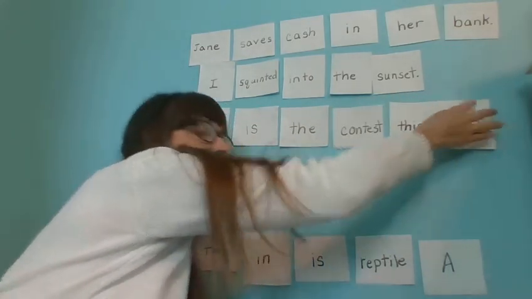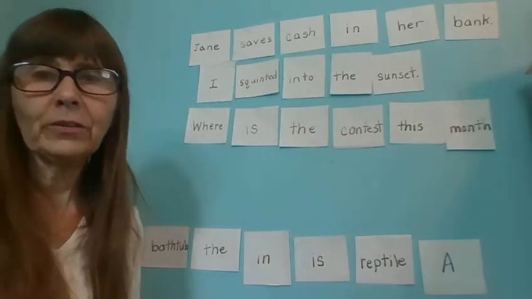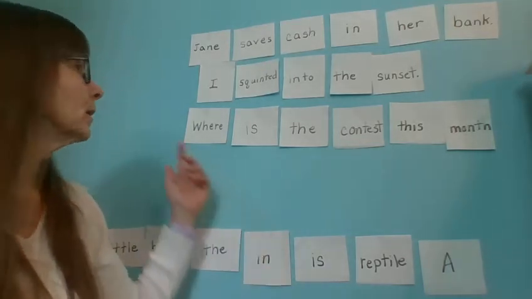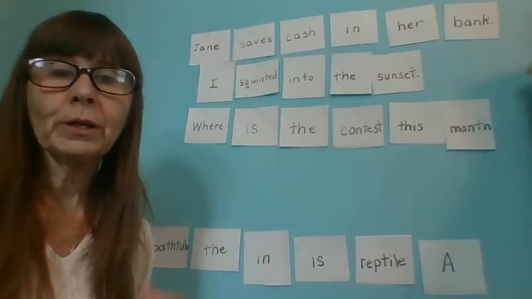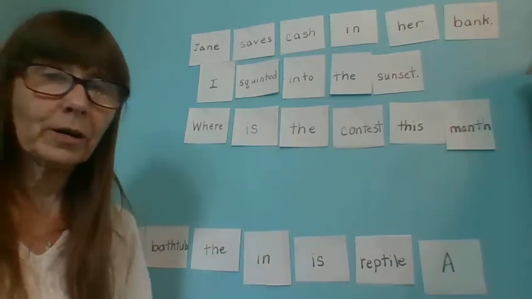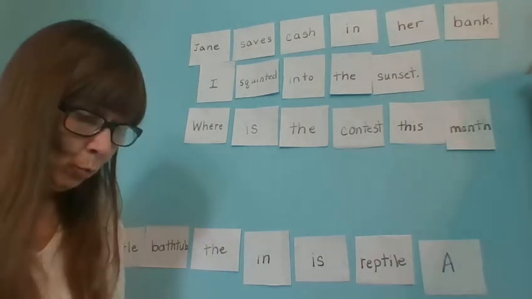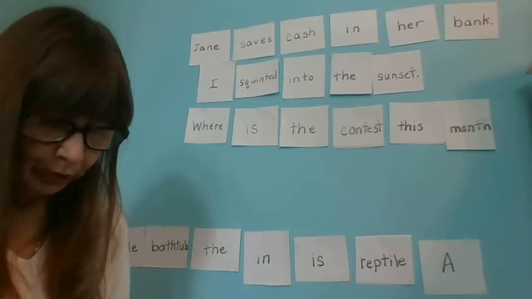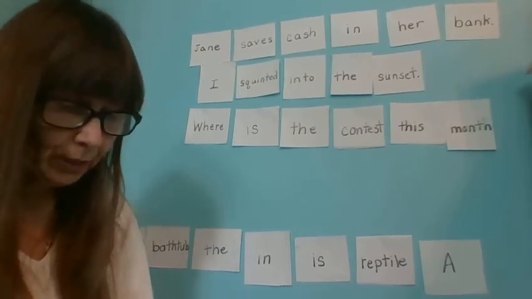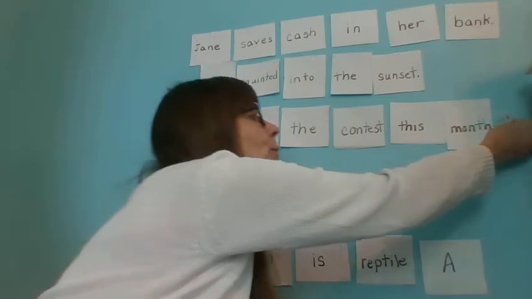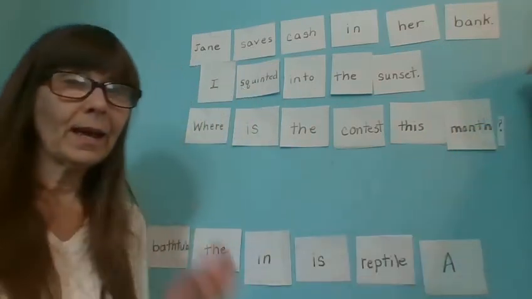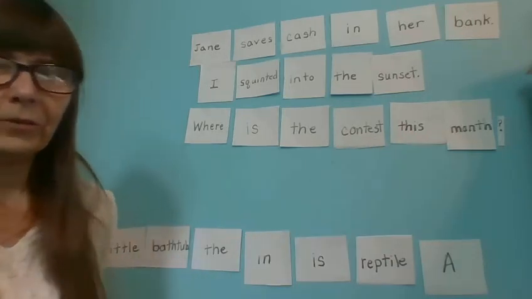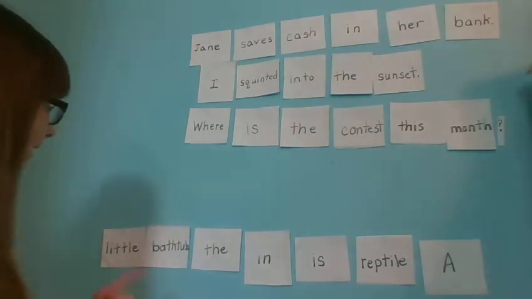And then you know we have to put some punctuation at the end of a sentence. We have to have a period or an exclamation point or question mark. What punctuation are we going to put at the end of that sentence? Where is the contest this month? Well, remember we said WH is a question word. So when we put a question word at the beginning, a question mark at the end. Where is the contest this month? That makes sense. All right, we're down to the last one.